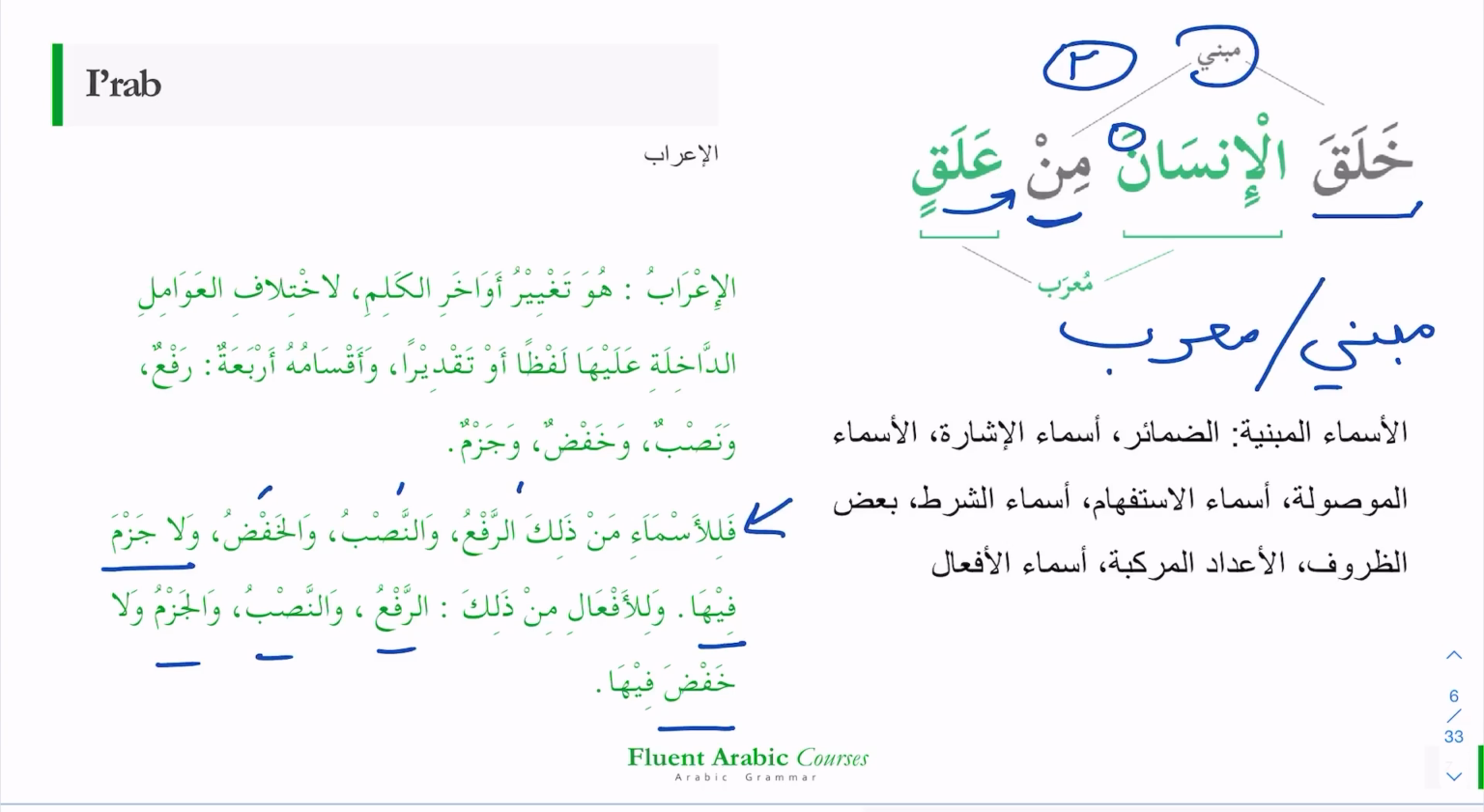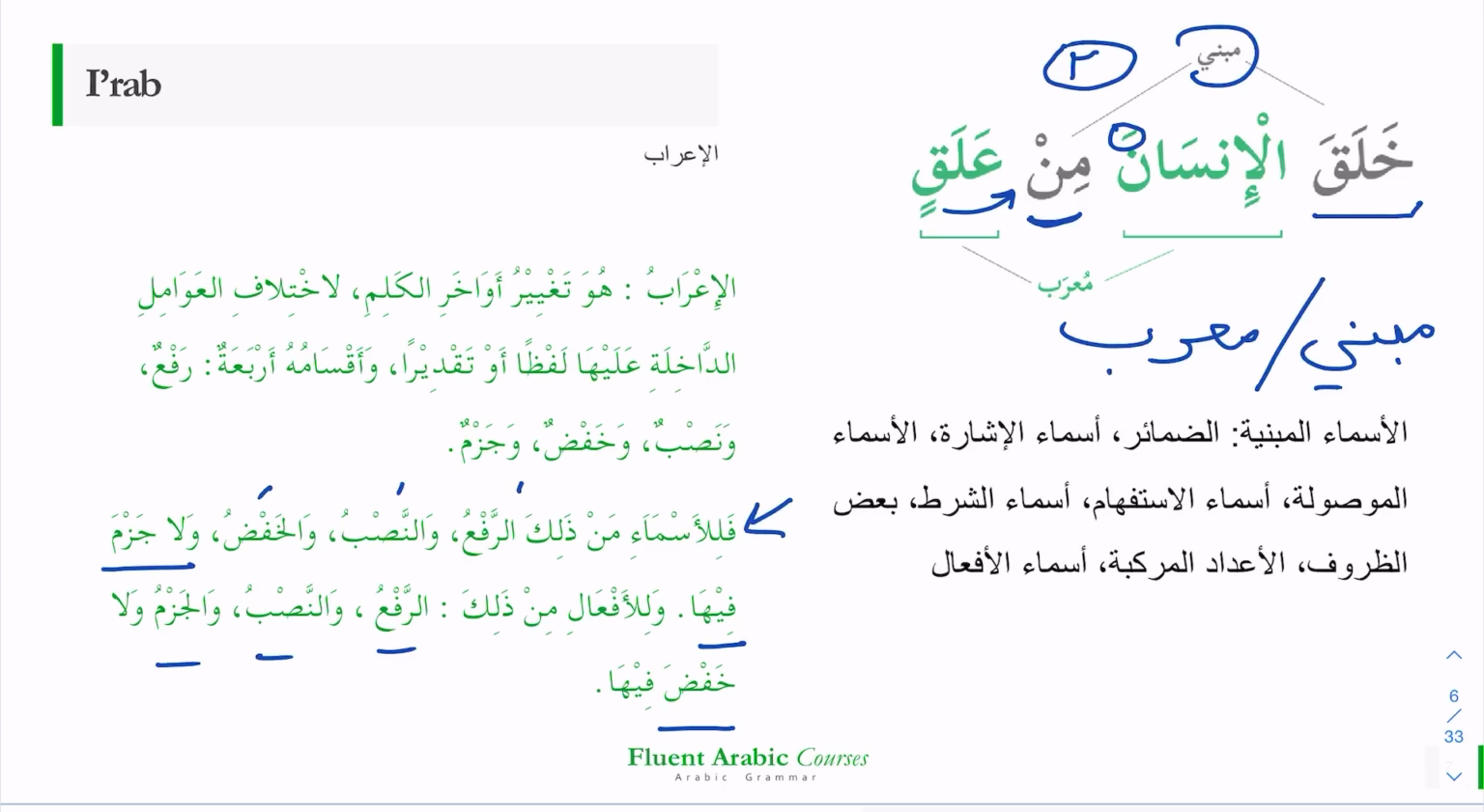Now is the important question: how do you know if a word is mabni or mu'arab? Now this is a good question that you need to think about. How do you figure out if the word is mabni or mu'arab? But alhamdulillah, the words that are mabni are limited categories which can be memorized. So I'm going to show you an infographic which will bi'idhnillah simplify the process.